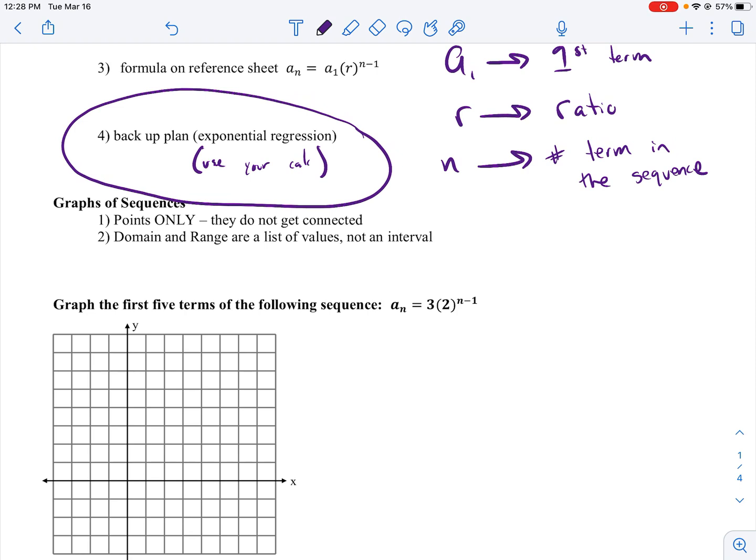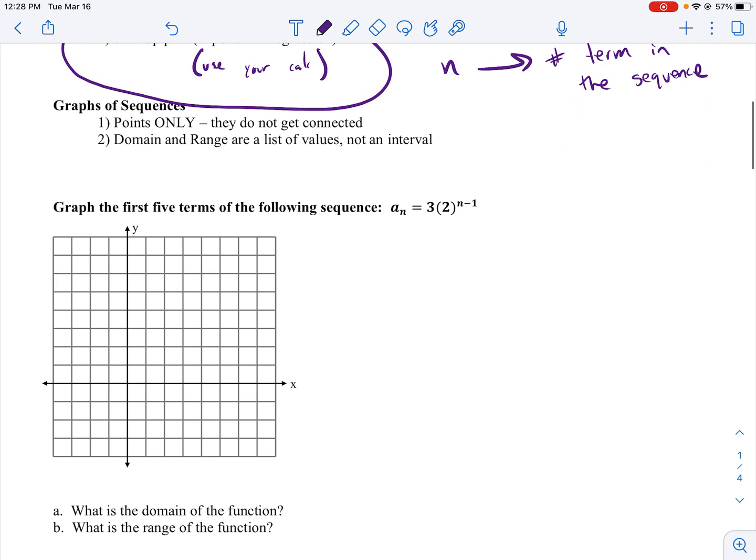All right, so the graphs, like I said, are the same as for the arithmetic. We're only concerned about the points only, and that's because when you connect the points, that means you're worried about the stuff in between. And we're not. We're only worried about the term in the sequence. What is our pattern? What are we multiplying by each time?